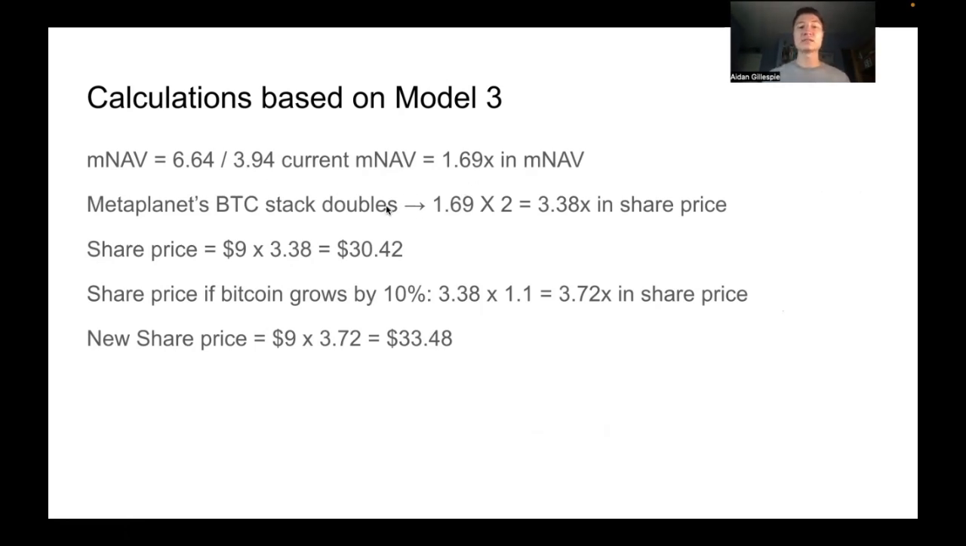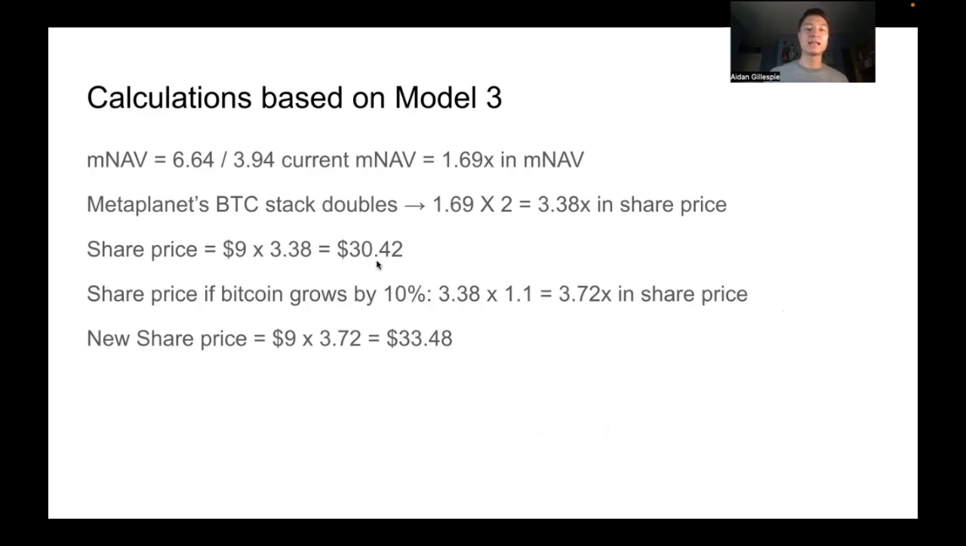So then we're assuming that Metaplanet's Bitcoin stack doubles. So we'll take that 1.69x in their MNAV, multiply it by 2 since they've doubled their Bitcoin stack, and we get a 3.3x in share price, assuming that Bitcoin's price remains constant. So then we would take that, multiply it by their current share price of 9, and we would get a share price of $30.42. So I believe this is one of the more conservative estimates in share price based on my models here.